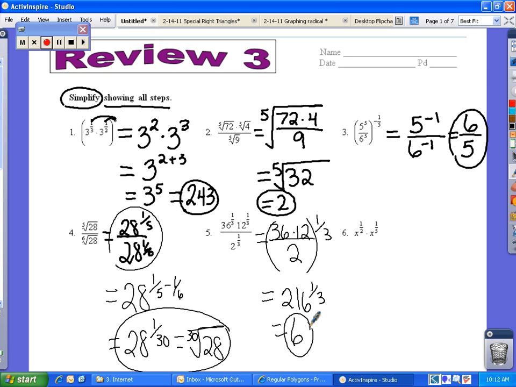Number 6, you want to add the exponents since you have the same base, so that's actually x to the 1/2 plus 1/5, and 1/2 plus 1/5 is 7/10. Again, you could put the 1/2 plus 1/5 in your calculator to get 7/10. Alright, moving on.